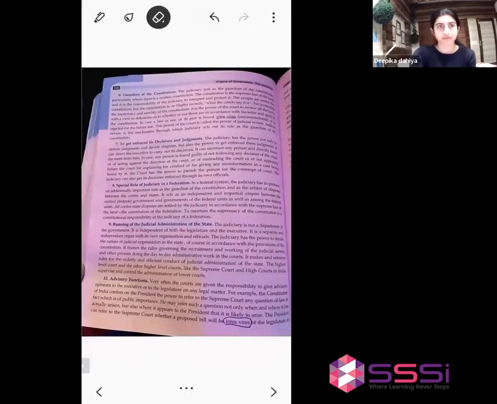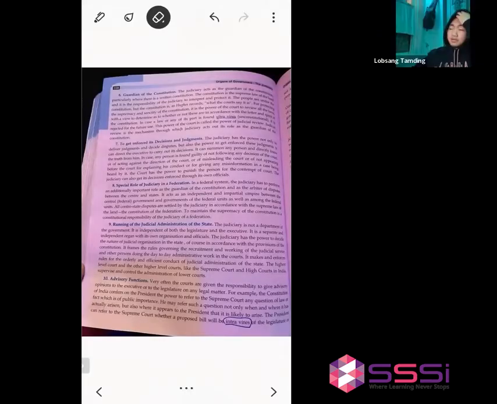Ma'am, the screen is showing black. I don't know why. It's completely black. Yeah, it's black at my side too, but I've shared. Yes ma'am, I think it's okay.